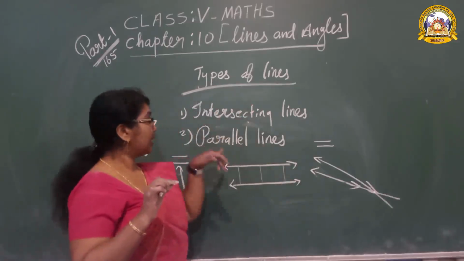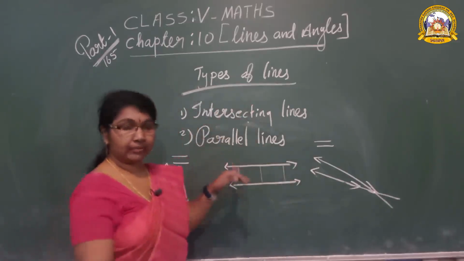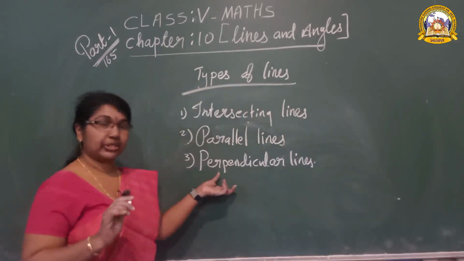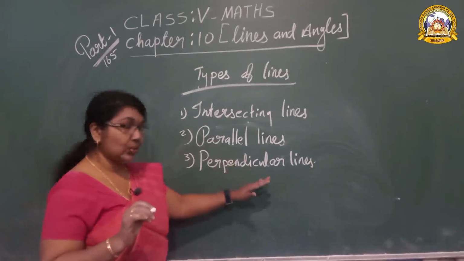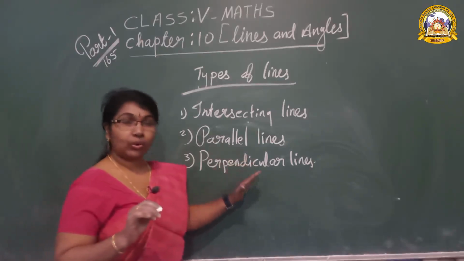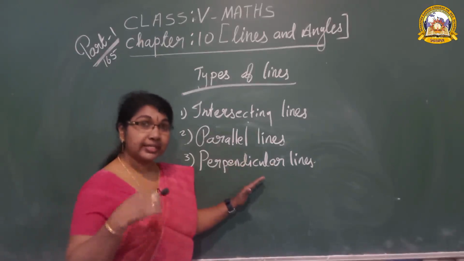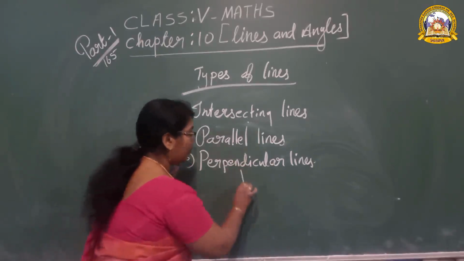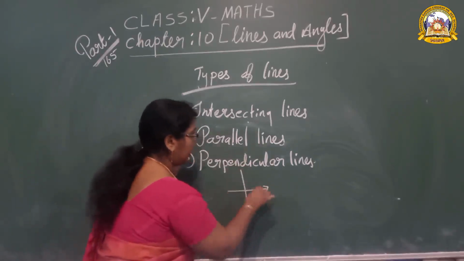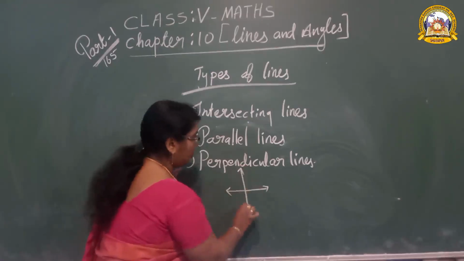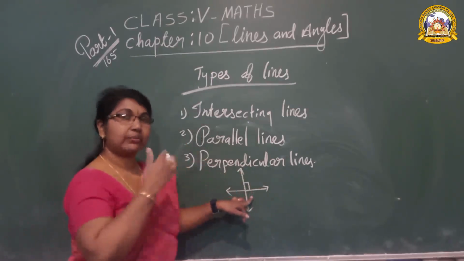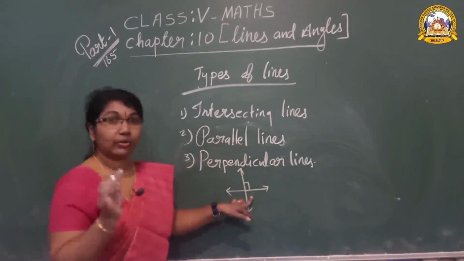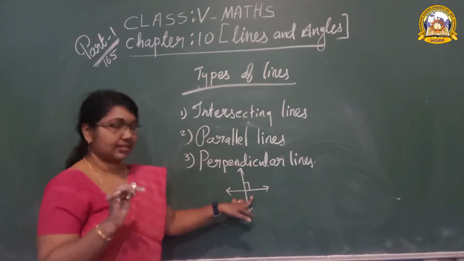The first is an intersecting line, the third one is a parallel line. Now the third one is a perpendicular line. What do you mean by perpendicular line? Two lines cross each other or intersect each other and form right angles. You know right angle means how many degrees? 90 degrees. I will explain more about that in the next exercise. We are going to study different types of angles.